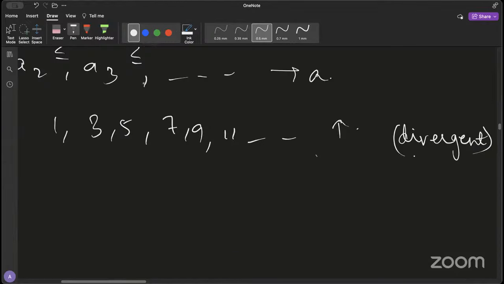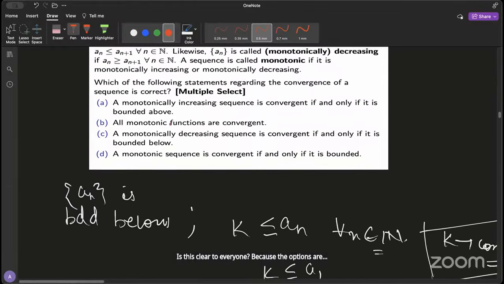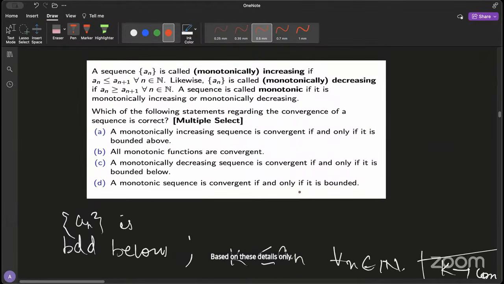Is this clear to everyone? Because the options are based on these details only. A monotonically increasing sequence is convergent if and only if it is bounded. We have just done this. This is true. All monotonic functions are convergent. So if you have a monotonic function, we have just seen it.